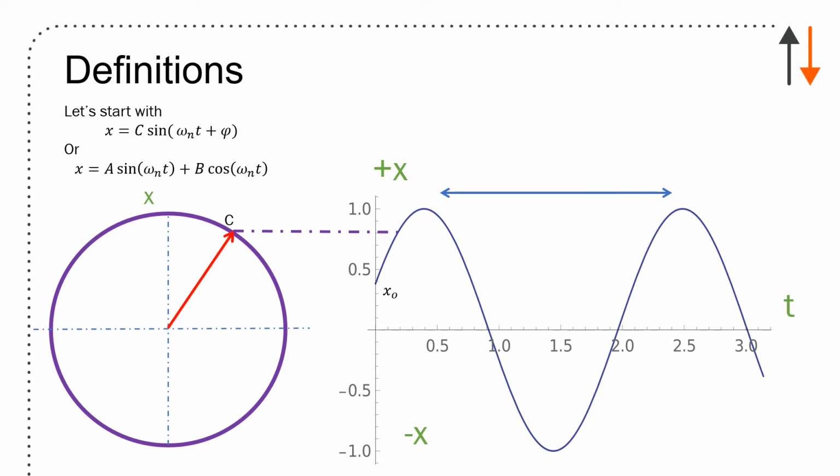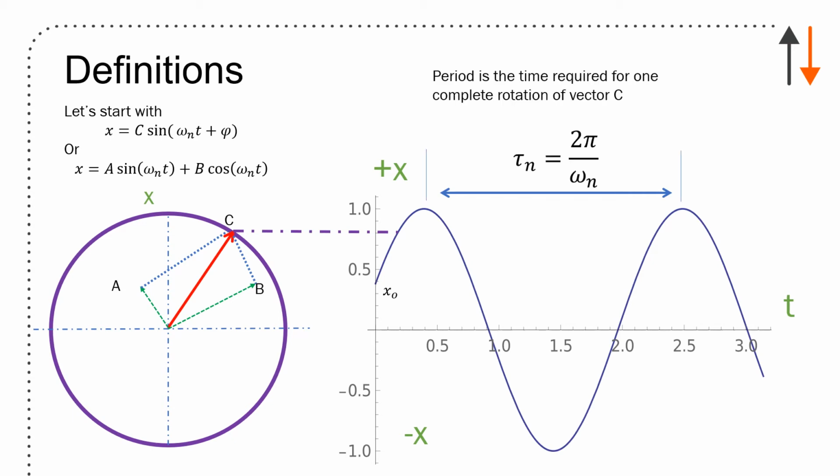I'm going to have a value of x that corresponds to this arrow, this red arrow I've just put on the screen. If I want to relate it back to the solution that I've given in terms of A and B, that's what A and B are. A and B are two normal vectors that describe C directly. The period is the time required for one complete rotation of vector C. So from 0 to 2 pi, it'll go around there. And its definition, and it's important to understand, these are the standard fundamental definitions: tau equals 2 pi over omega n.